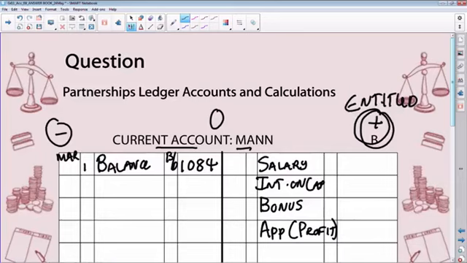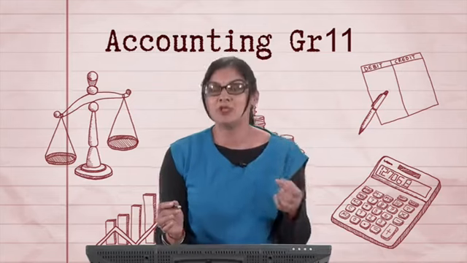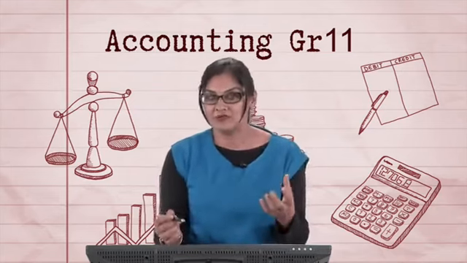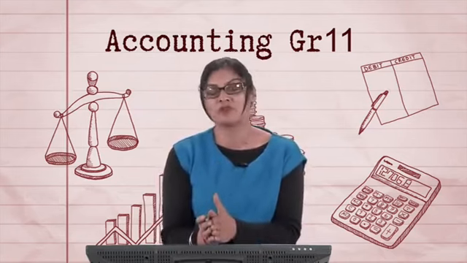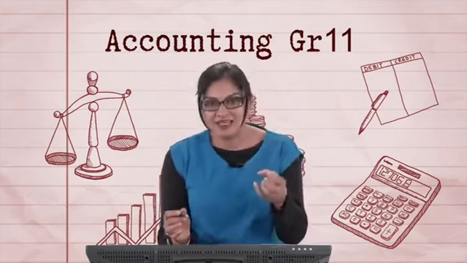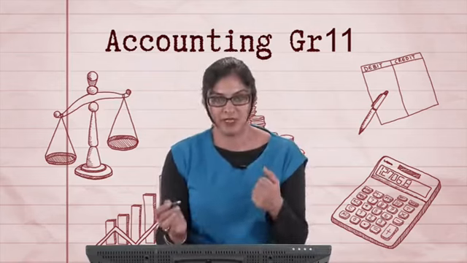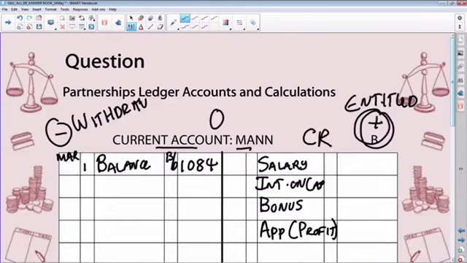Right, what do we now show on the debit side? The debit side of your current account shows you what the partners have already taken or withdrawn from the business. What have they taken in total from the business will be recorded on the debit side. So when we now compare the debit side to the credit side, we're then able to balance this account or identify, has this partner taken too much out of the business? Or is he still entitled to more from the business? Okay, obviously, guys, if we end up with a credit balance, it means he's still entitled. Whereas if we end up with a debit balance, he's taken too much out of the business.